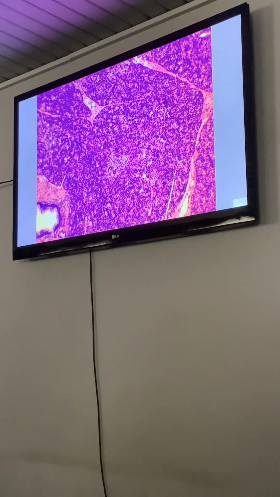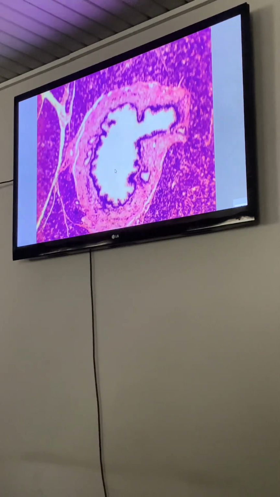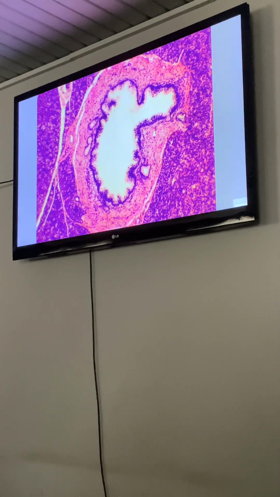This lightly staining area is the endocrine portion of the pancreas, which is called islet of Langerhans. This is exocrine portion and this is endocrine portion. And this duct is called the major pancreatic duct, lined with pseudostratified columnar epithelium and surrounded by connective tissue. Major pancreatic duct. The lining epithelium is pseudostratified and surrounded by connective tissue.